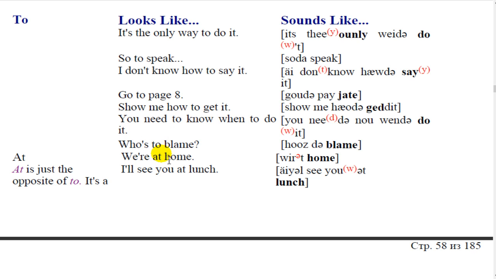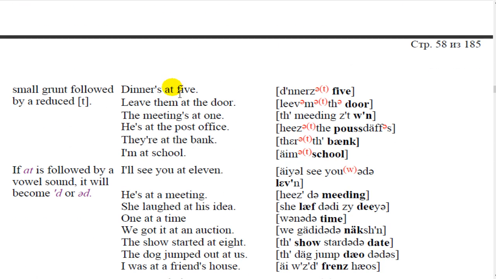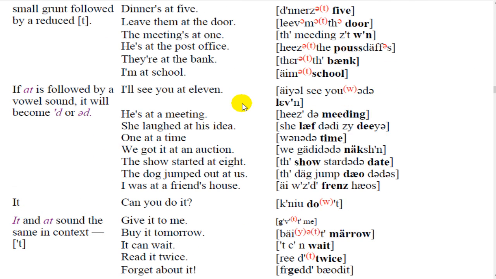Who's to blame? At. We're at home. I'll see you at lunch. Dinner's at 5. Leave him at the door. The meeting's at 1. He's at the post office. They're at the bank. I'm at school. I'll see you at 11. He's at a meeting. She laughed at his idea. One at a time. We got it at an auction. The show started at 8. The dog jumped out at us. I was at a friend's house.